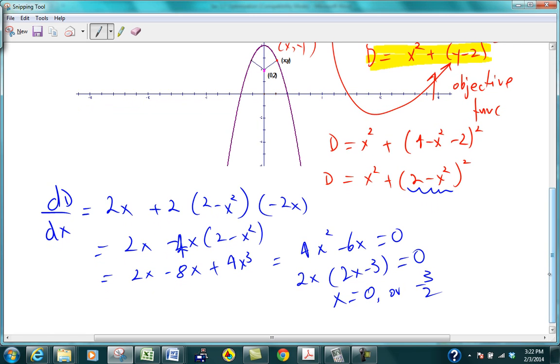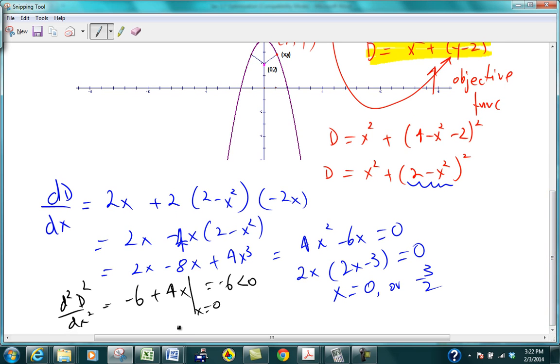Notice there are two possibilities, either 0 or 3 over 2. Maybe one's going to give me a max and the other a min. I don't know, so why don't I do the second derivative? I get d squared d by dx squared equals negative 6 plus 4x. If I put x equals 0, I get negative 6, which is less than 0. This would give me a cap, a concave down shape, and therefore a max. So 0 doesn't work.